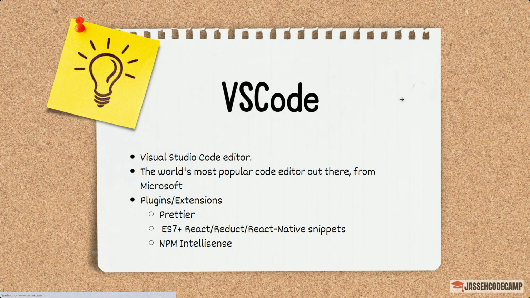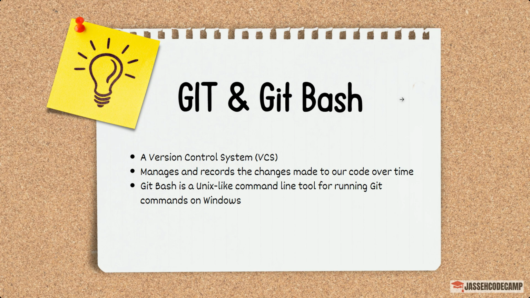Next on the list is Git and Git Bash. Git is a version control system, in short, VCS. It is actually the most popular one out there. Git helps us to manage and record the changes made to our code over time, in a special database called a repository. Git Bash is a Unix command line tool for running Git commands on Windows. It actually also comes bundled with Git by default.